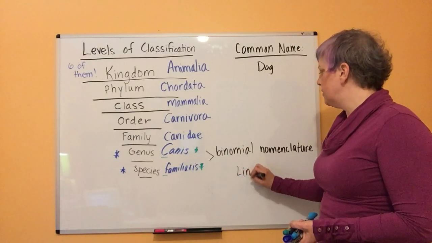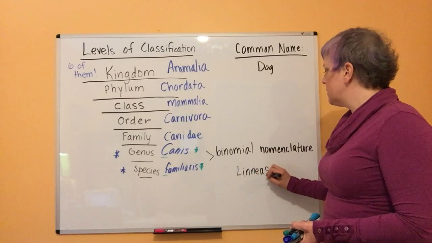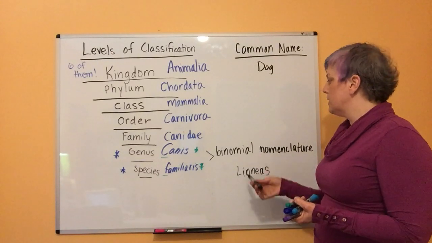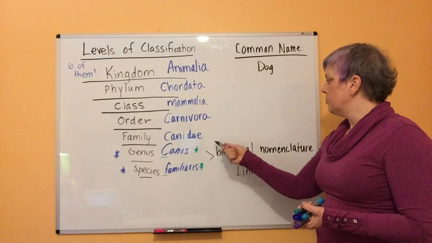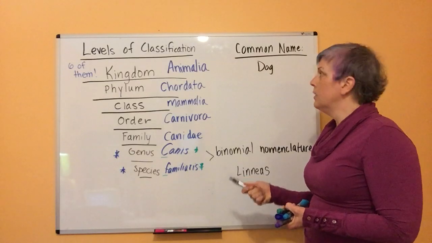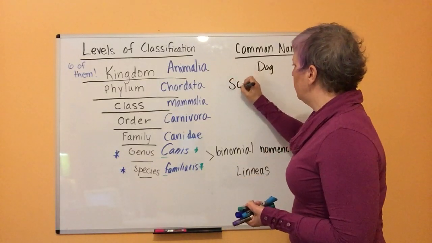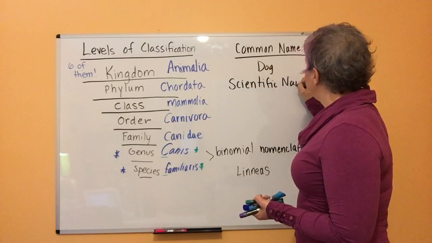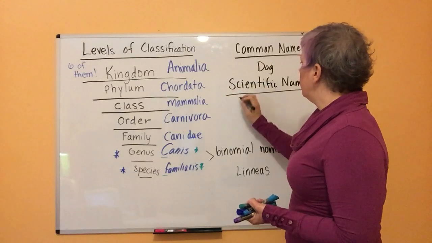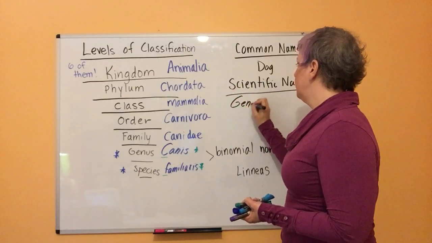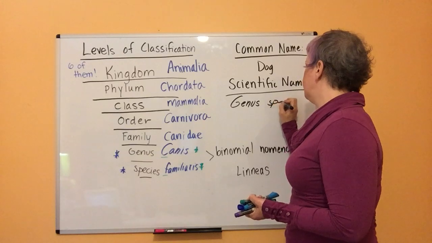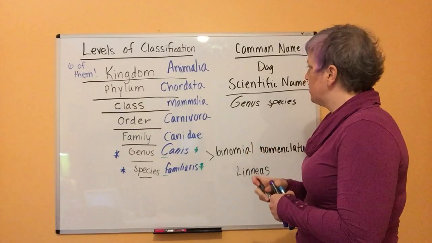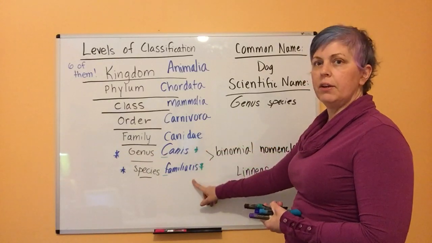His name was Linnaeus, and you're going to be reading about Linnaeus. He was the one who started classifying animals and plants and things that he was finding. And so this is something that scientists have kept. Okay, so we call that the scientific name. Scientific name. And we use genus and species. So for the dog, the scientific name is Canis familiaris.